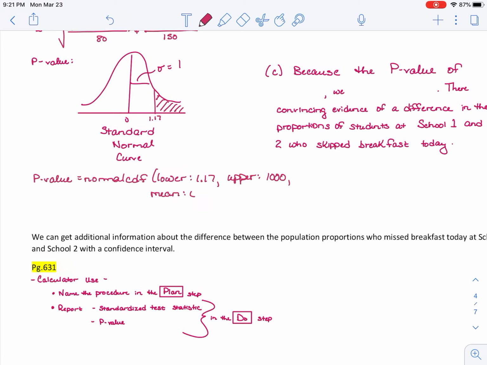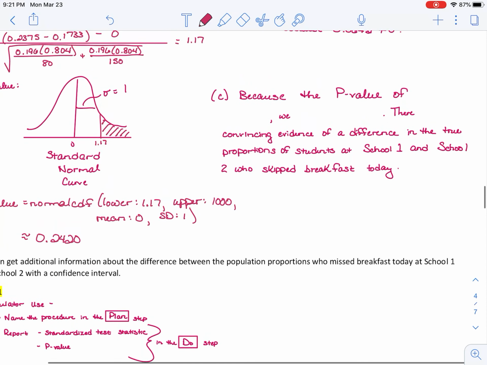Mean of 0 because it's the standard normal. I've already standardized it. Standard deviation of 1. So this is getting me 0.2420, which means this is a pretty common result. Assuming there's no difference, this difference in proportion happens 24% of the time just by chance.